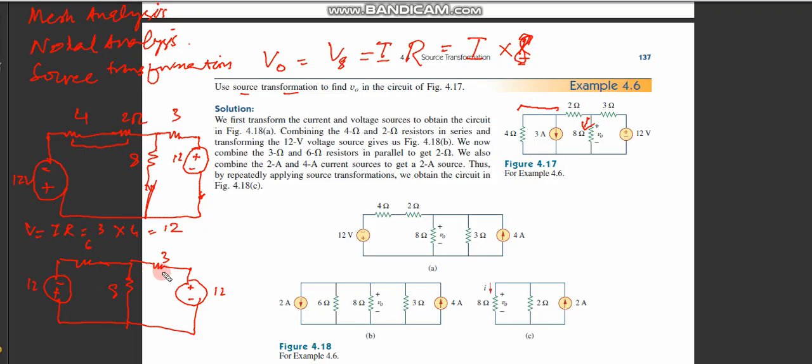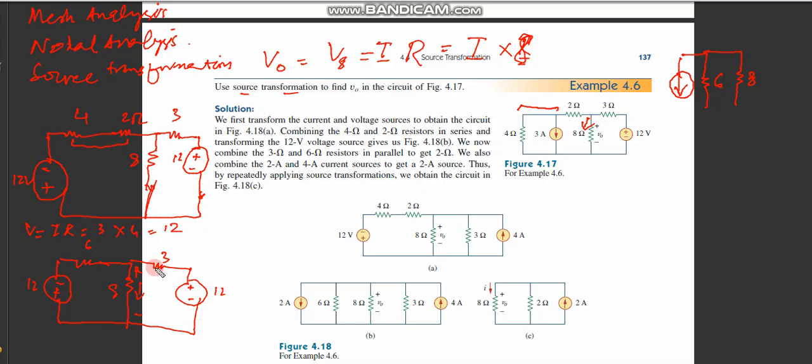So now if you see, I'm interested in the current value over here. Again, I can apply source transformation on this branch. If I apply a source transformation on this branch, I can convert this voltage source into a current source, and then the 6 ohm resistance I can make in parallel. Then I have the 8 ohm resistance.